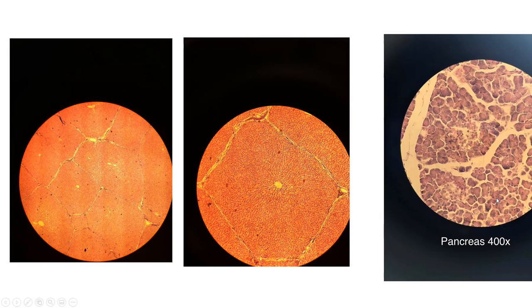Then you've seen the pancreas before, but again, this is supposed to be the pancreas, a little islet of Langerhans right here. The digestive portion of the pancreas is all this stuff out here, though, the acini.